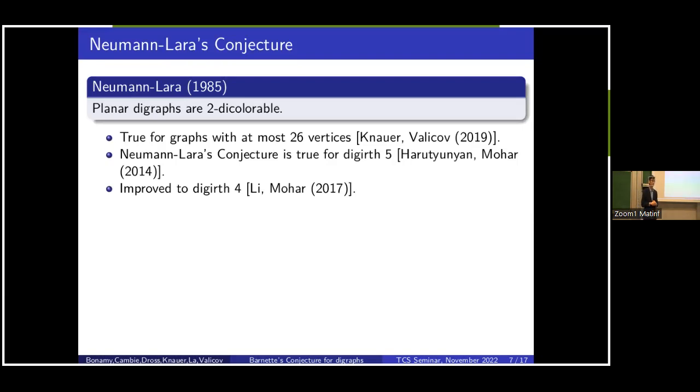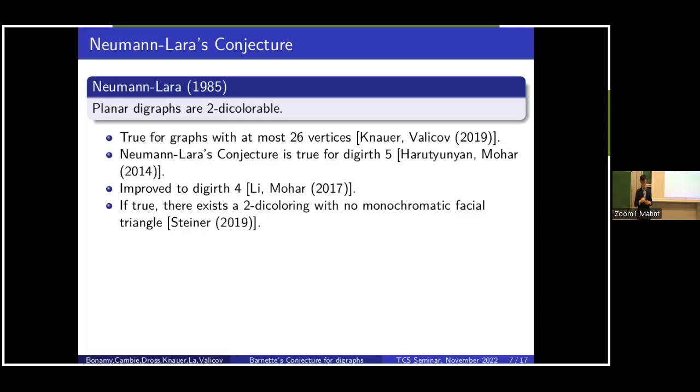Now, maybe you would think, okay, maybe the obstruction really comes from the fact that I cannot have a monochromatic triangle on the faces, for example. But actually, this is also not true, because Steiner proved in 2019 that if there is a 2-dicoloring, then you can also have a 2-dicoloring with no monochromatic facial triangle, whether it is directed or not.